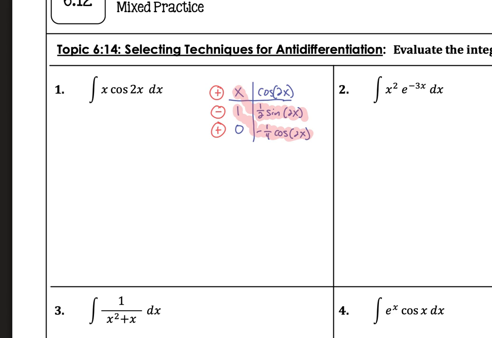Let me do it this way. x over 2 times sine 2x, and then plus, because you have minus a negative, so that'll be plus 1/4 cosine 2x, and then plus C since it's indefinite.